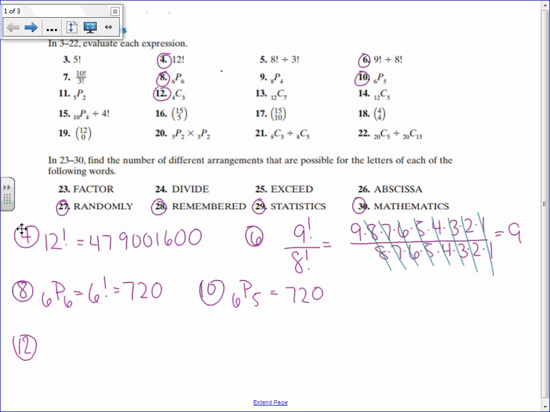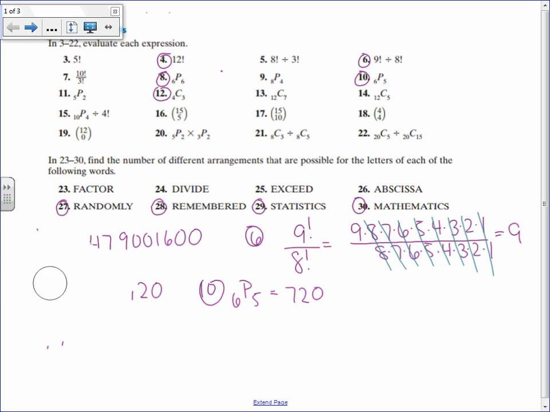And then last but not least, number 12. Number 12 is a combination, not a permutation. So we've got 4c3. So 4, go back under math, c3, and you should get 4. Okay, now I shall erase.